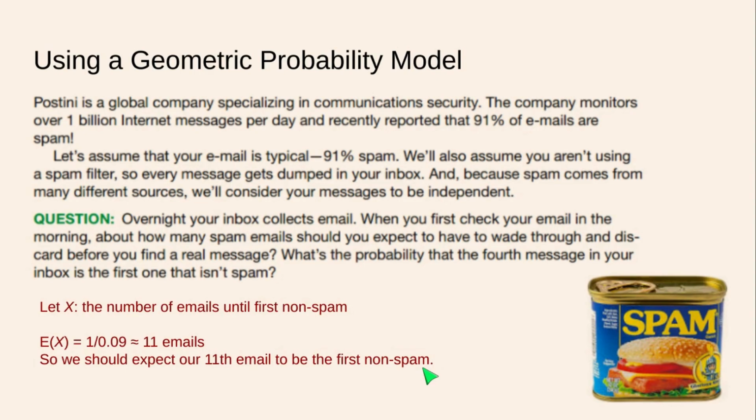Well, that would be 10 emails. So we're going to get 10 bad emails because the 11th email is the first to be non-spam. Now on to that second question. The probability that x equals 4, that the fourth message is the good one, would be 91% cubed, first 3 messages are bad, times 0.09, the fourth message is good, which would be between 6 and 7%.